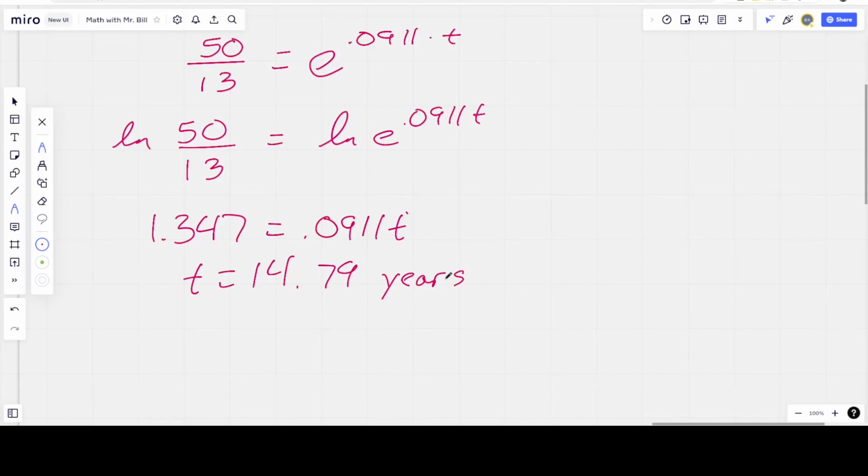Which should make sense, because in 5 years it went from 26,000 to 41,000, and that's an increase of about 15,000. So it's not out of the realm of possibility that in 14 or 15 years it'll get up to 100,000. So that's it. And those are the answers to both of those questions.